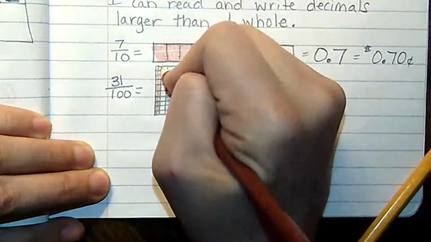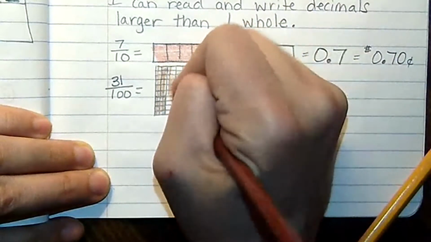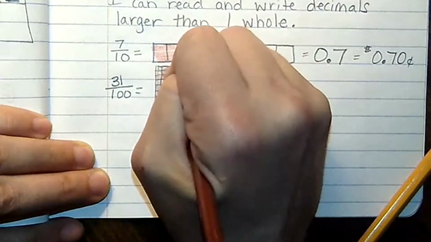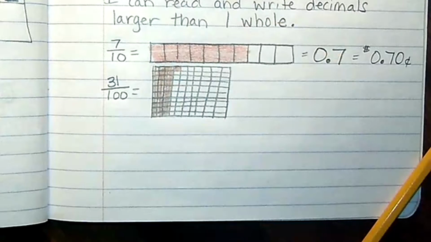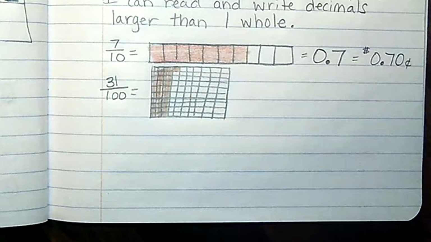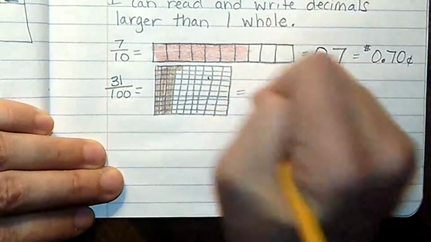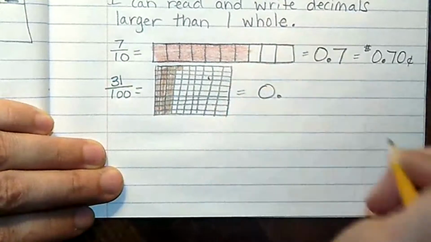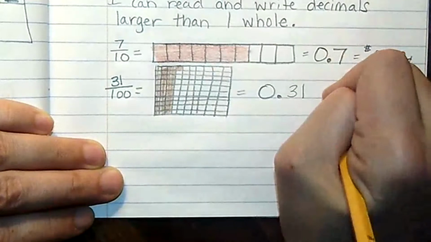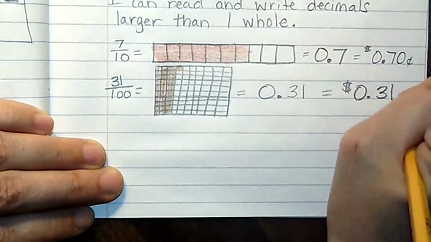So I'm going to pick a color and start coloring. That's 10. It's 20. That's 30. And then I need one more piece. That shows me 31 pieces. So 31 pieces can be represented as a decimal. If I wanted to write 31/100ths, I would write 0 wholes and 31/100ths. And if I was talking about money, I would say that someone had 31 cents.